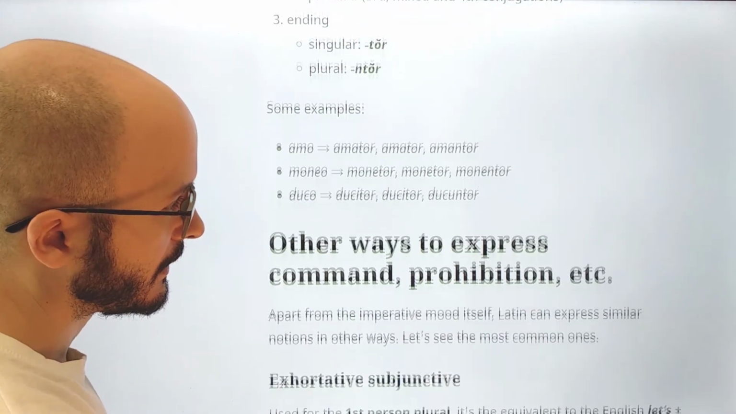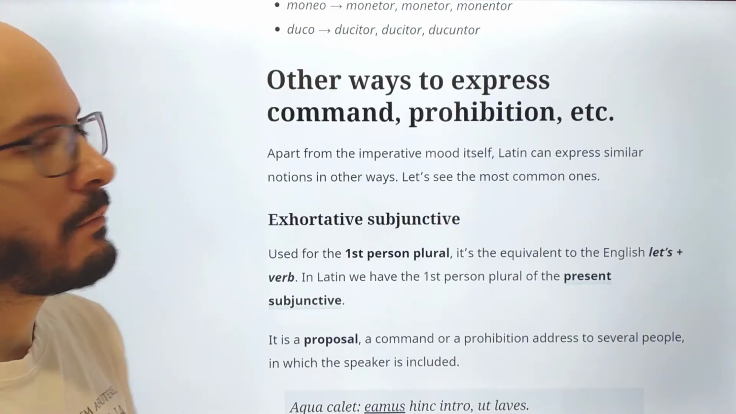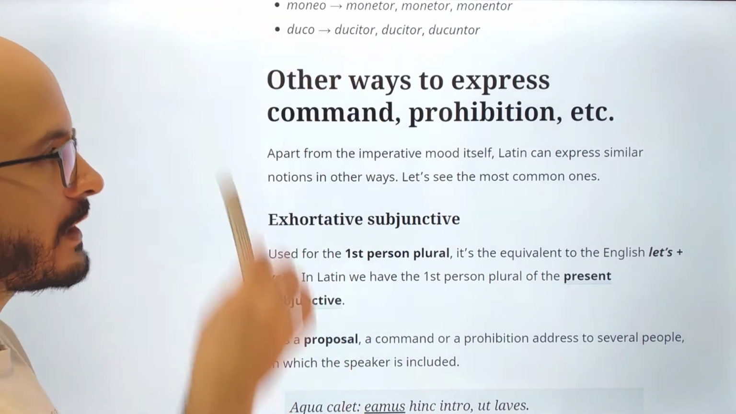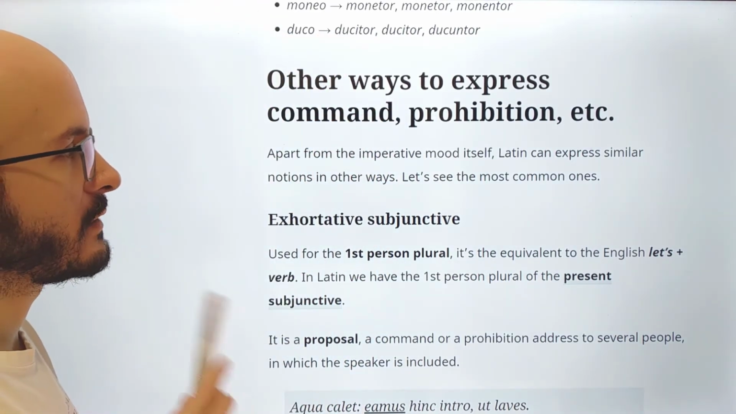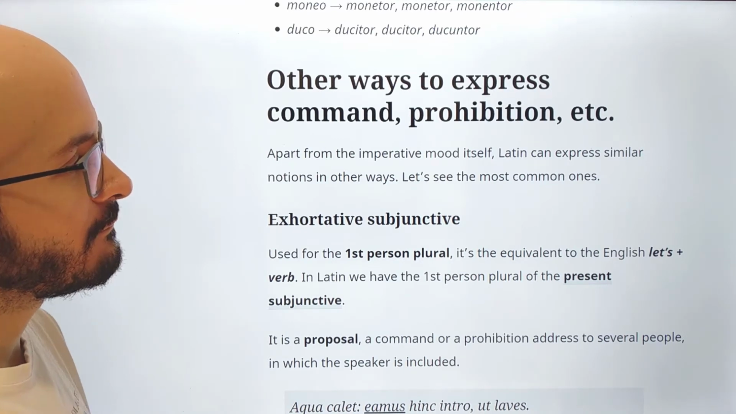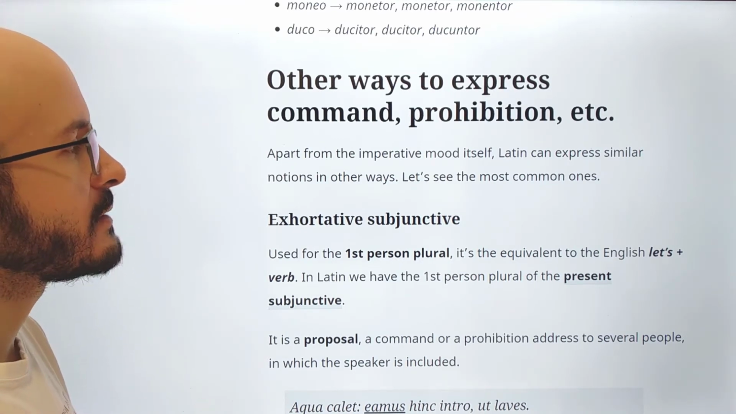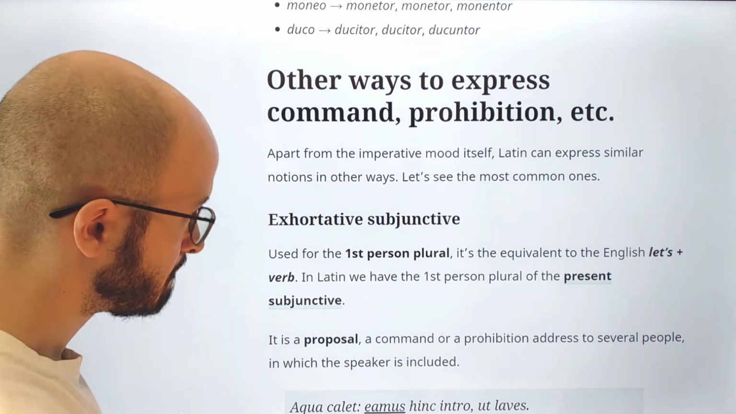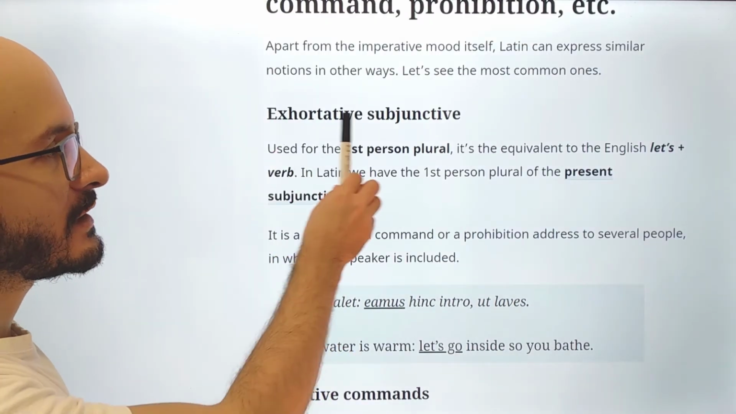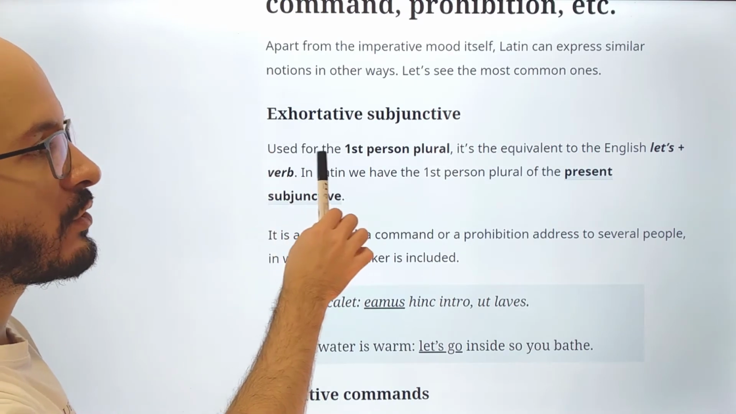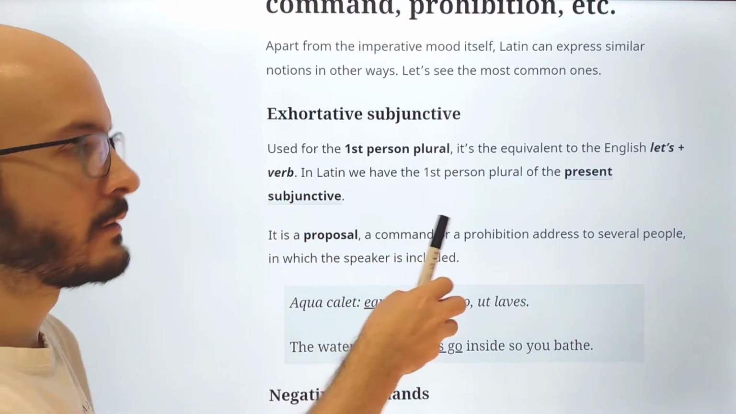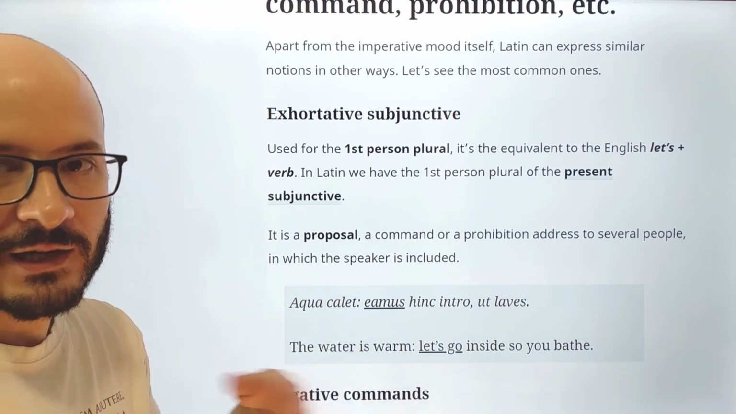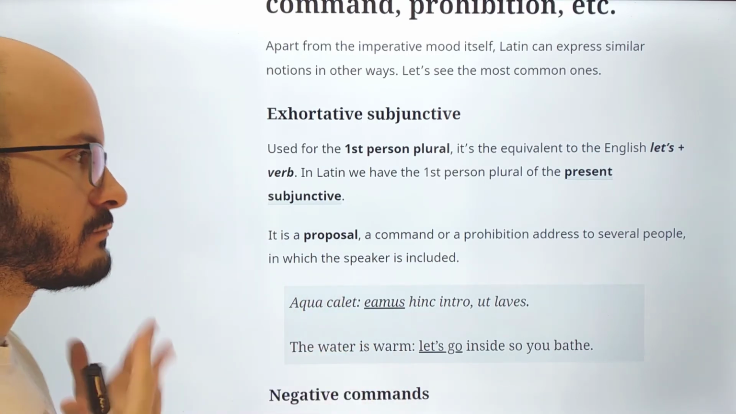Now, maybe more important than the previous things like the future: other ways to express command, prohibition, etc. Apart from the imperative mood itself, Latin can express similar notions in other ways. Let's see the most common ones. First, the exhortative subjunctive, used for the first person plural, we. It's the equivalent of the English let's do something, let's go, let's eat, whatever.